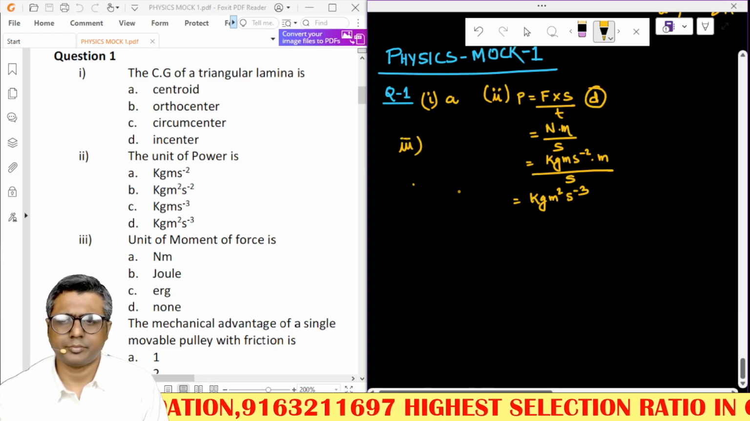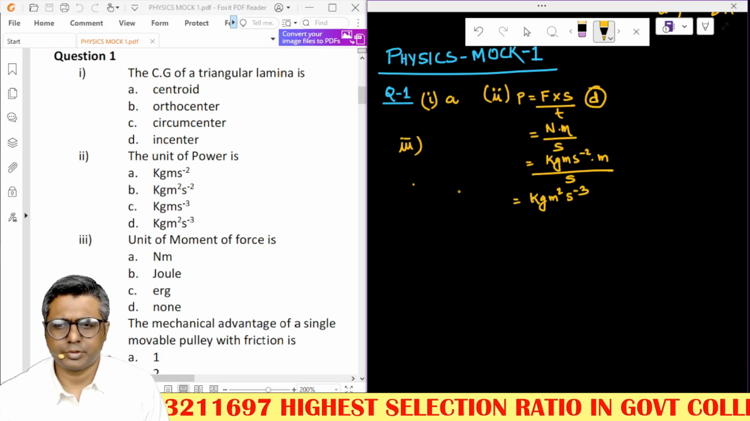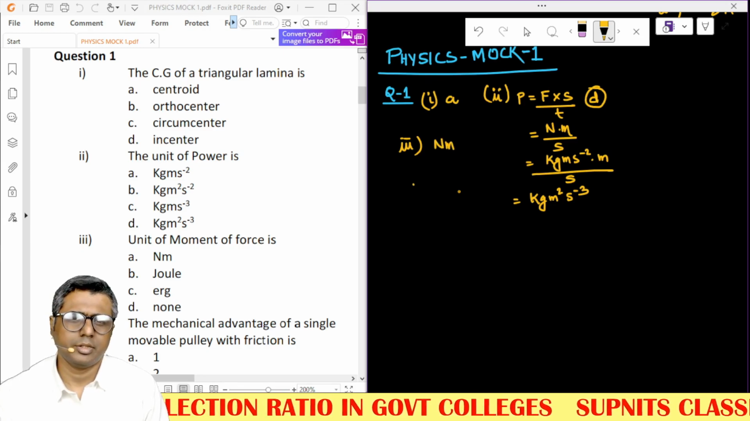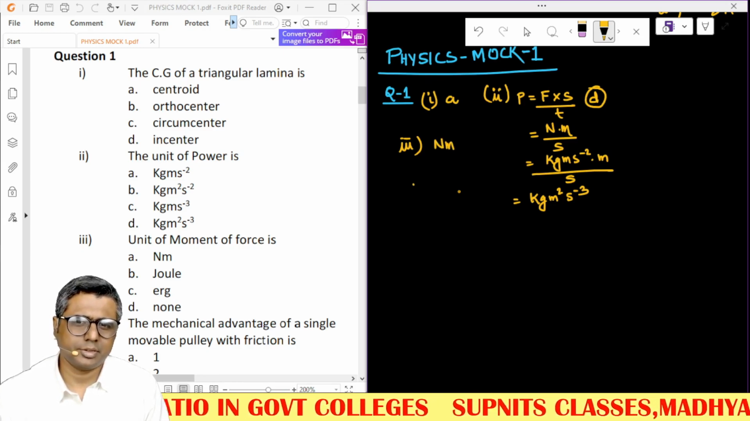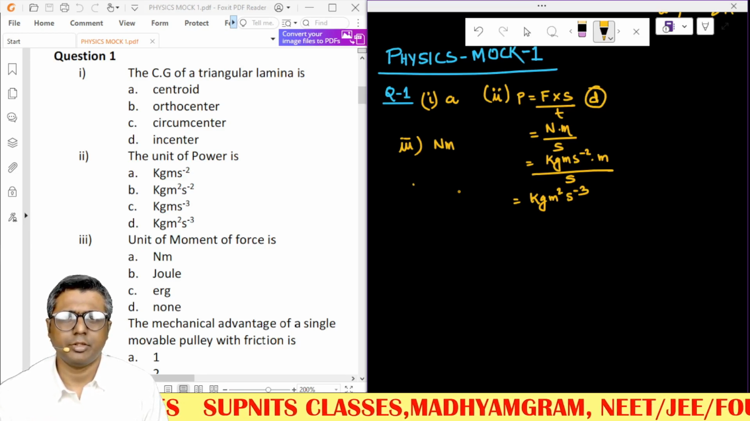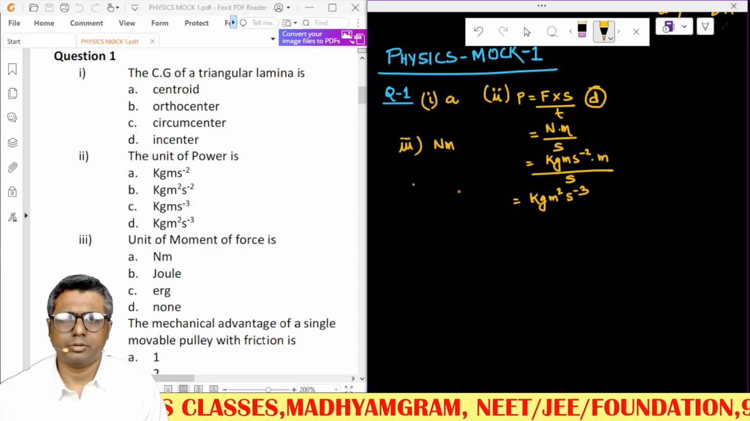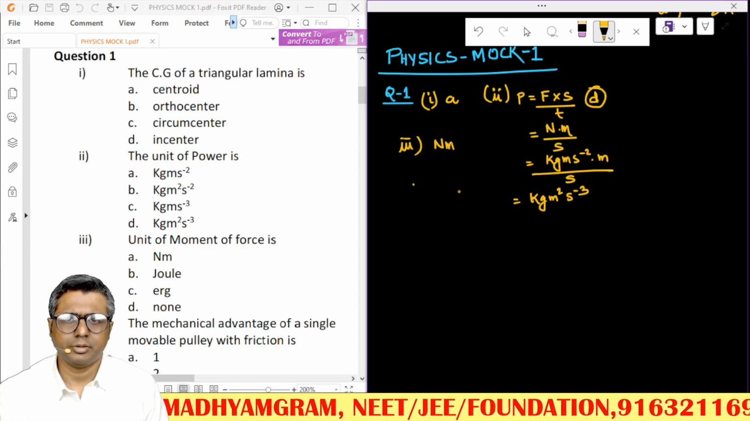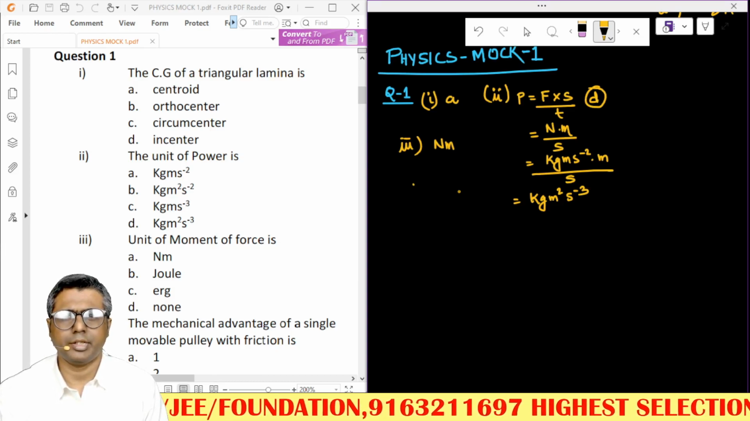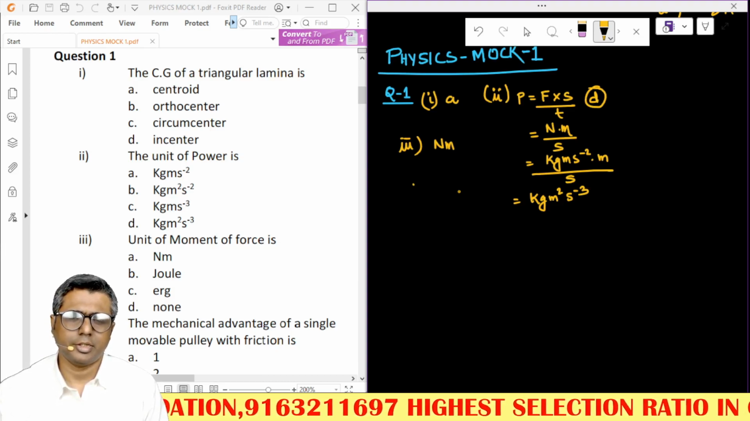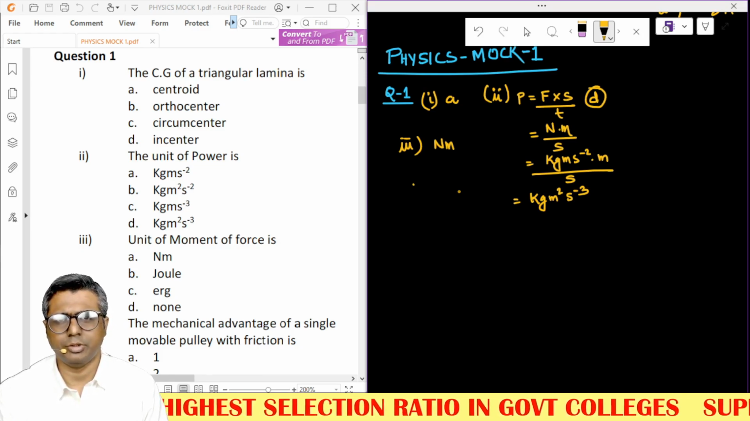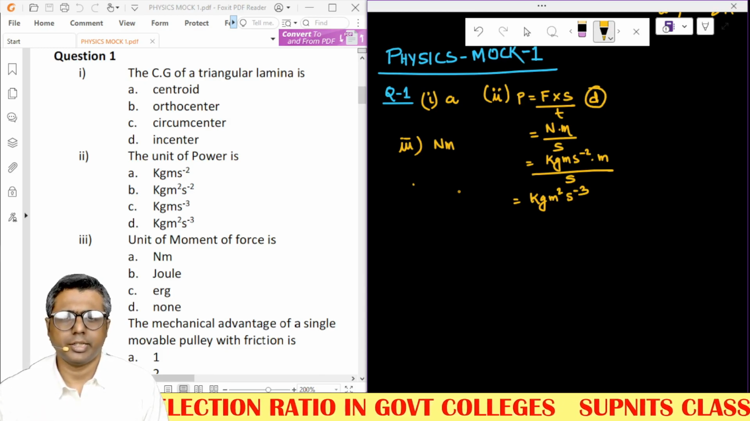Number 3, unit of moment of force. Unit of moment of force will be Newton meter. You cannot write this as joule or erg. Please remember this. There is a difference between Newton into meter in case of moment of force, and in case of work done, where you will write joule. Those are different types of vector products which you will learn in higher classes, but at this point of time it is very well written in your textbook that in case of moment of force, when it is written as Newton meter, you cannot write it as joule. This statement is given in your textbook.